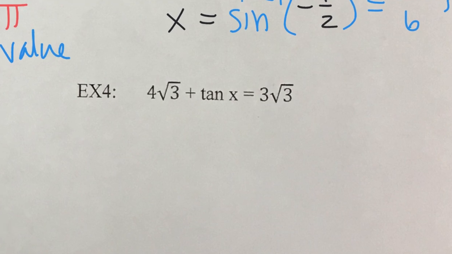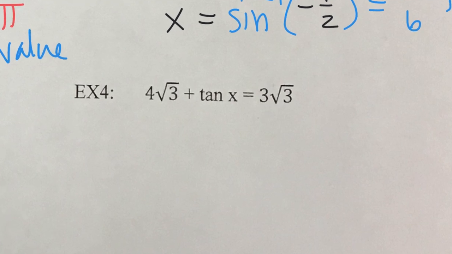And then our last one, look at this. We have these funny looking radicals. So let's talk about how we do radical subtraction. We're going to subtract 4 root 3 from both sides.